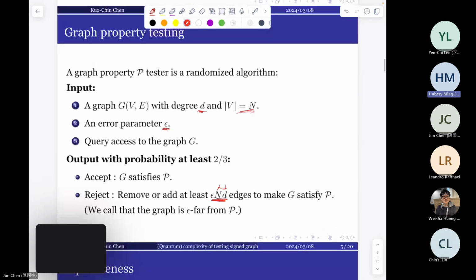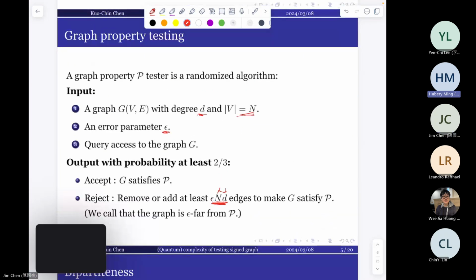Sorry, another question. I don't quite understand what the property P you mean is. I do not see the bipartite words here. You mean query access to the graph? I mean, how is the property satisfied? I don't really understand.